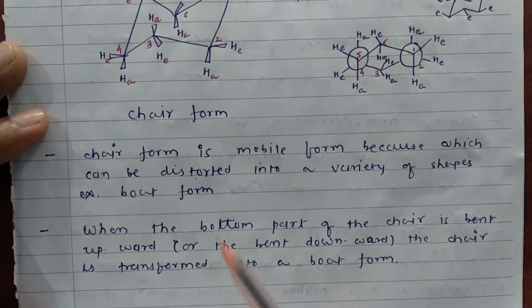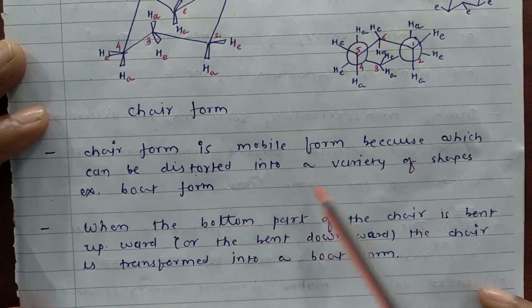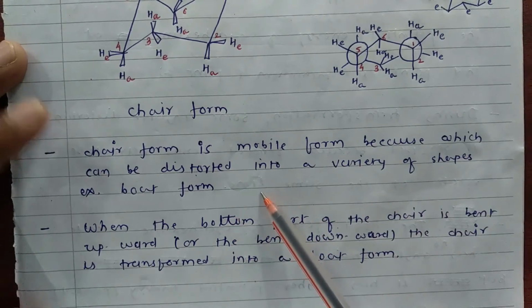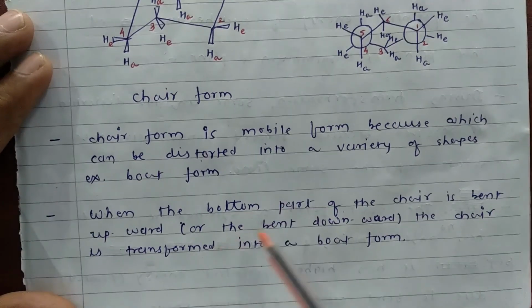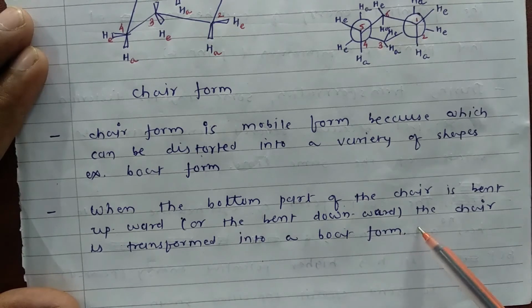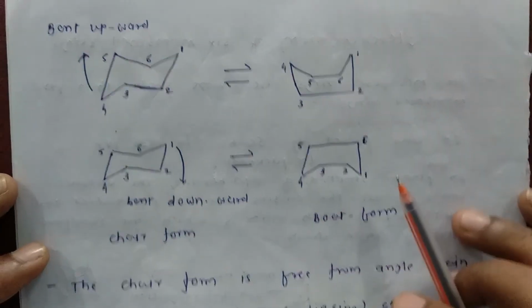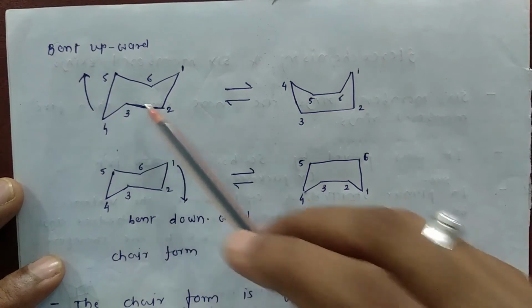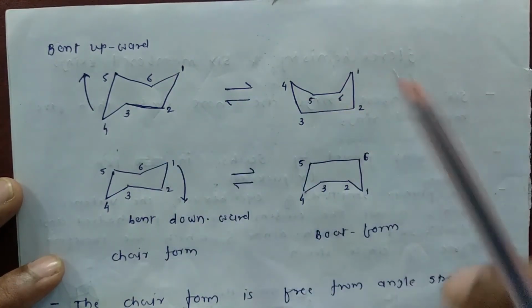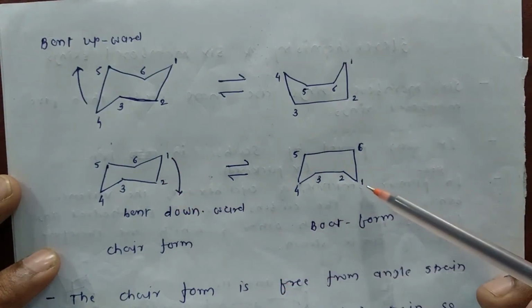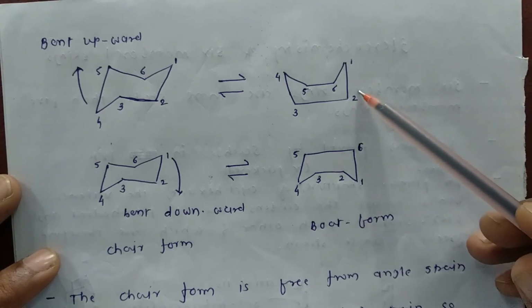Now the chair form is a mobile form because it can be distorted into a variety of shapes like boat form, twist boat form or half chair form, etc. Therefore the chair form is called a mobile form. When the bottom part of the chair form is bent upward or downward, the chair form is transformed into the boat form. When the fourth carbon is bent in the upward direction, the chair form is converted into the boat form. Similarly, when the first carbon of this chair form is bent in the downward direction, it is converted into the boat form. But the chair structure is more preferable.